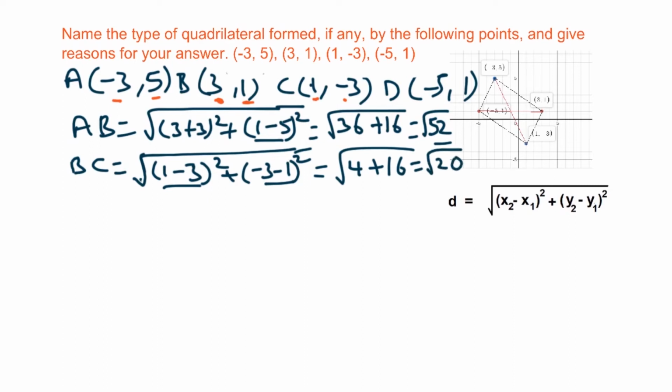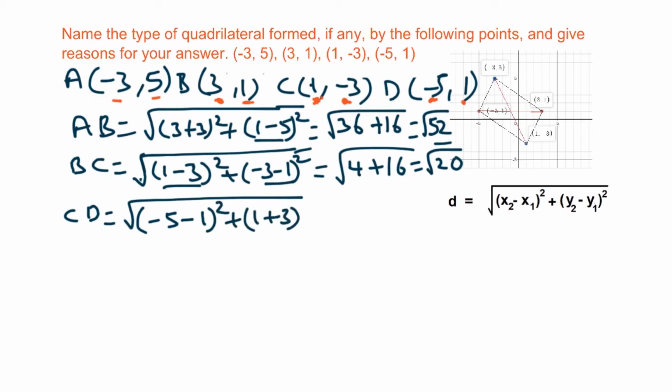Now we will find the length of side CD. So in this one, take this as x1, y1, x2, y2. Now find the distance. x2 minus x1 whole square plus y2 minus of minus 3 whole square. So minus 5 minus 1 is minus 6, square is 36, plus 1 plus 3 is 4, square is 16. 36 plus 16 is square root of 52.